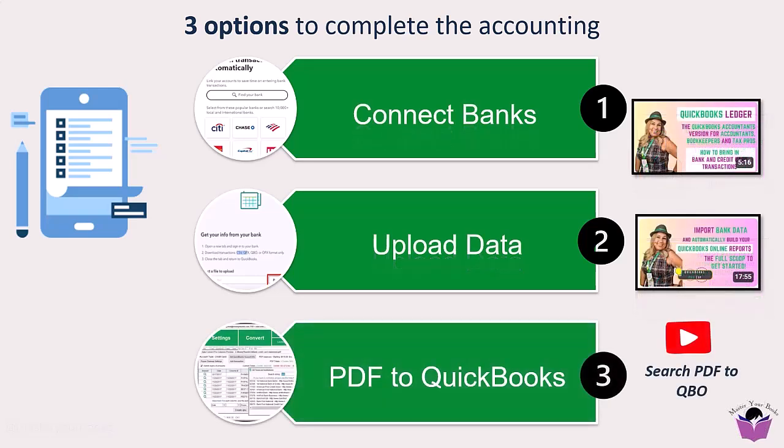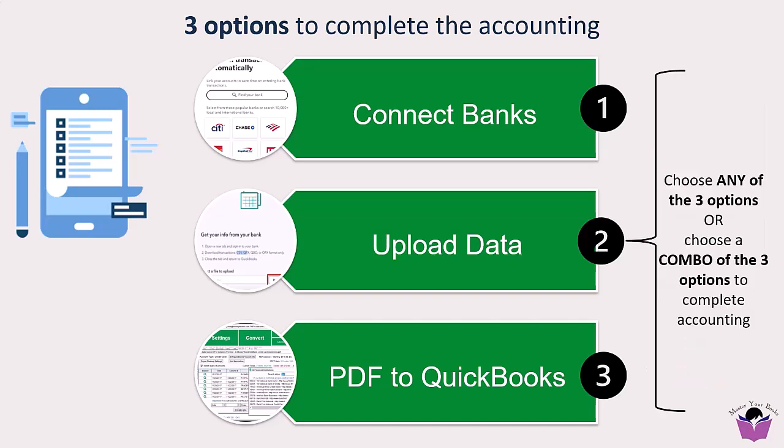And then lastly, the third option is to use a PDF statement, whether it's a hard printed statement or one that you can download from your bank or credit card institution. And then you're going to want to use a Convert app that will convert that PDF into a QuickBooks file. And then you can go ahead and do the same process as you would in the upload data, where you'd upload the data into QuickBooks Online. So take a moment to look at these 3 options.